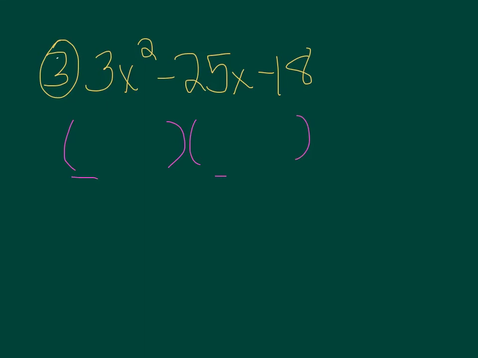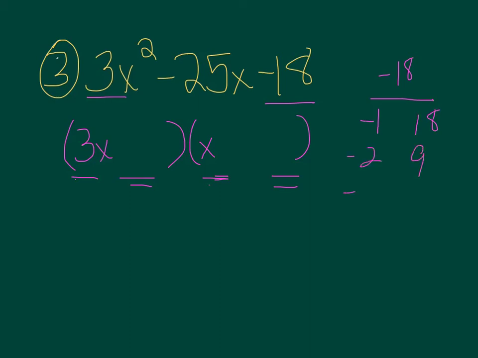So again, to get 3x squared, I have to multiply this term times this term. And the only way to get 3x squared is to multiply 3x times x. Now, negative 18, I'm going to have to multiply this times this and get negative 18. So let's go ahead and list our factors of negative 18. So we have negative 1 and 18, negative 2 and 9, negative 3 and 6, and then the opposite, 1 and negative 18, 2 and negative 9, 3 and negative 6.